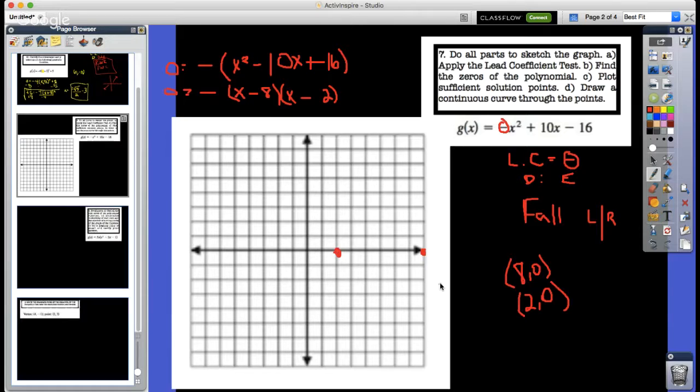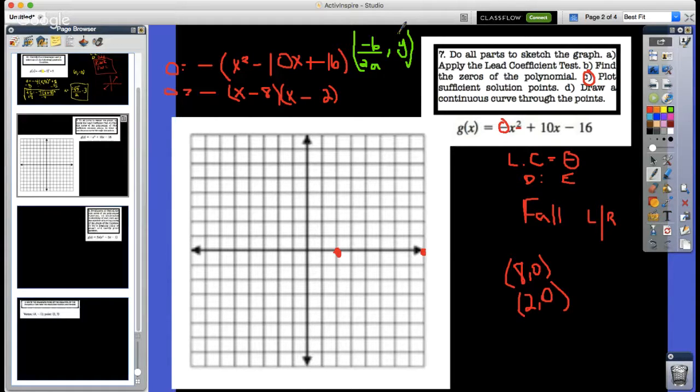Now, it doesn't necessarily say to find our vertex, but because we know it's something that's squared, it may be helpful to find the vertex, because part C tells us to plot points. Since this is in standard form, it might be good to use negative b over 2a. We're going to find the x of the vertex, and then plug that in for x to find what y is there.